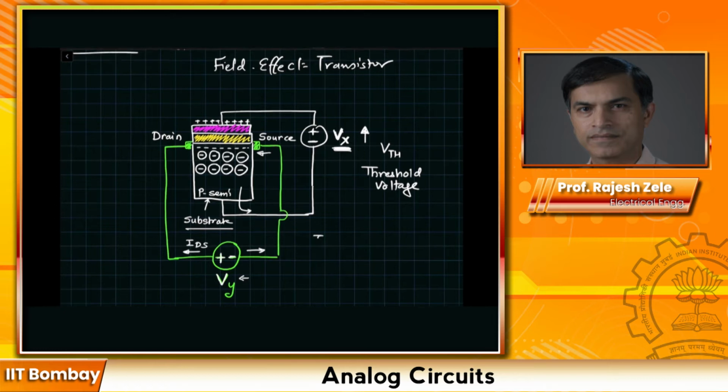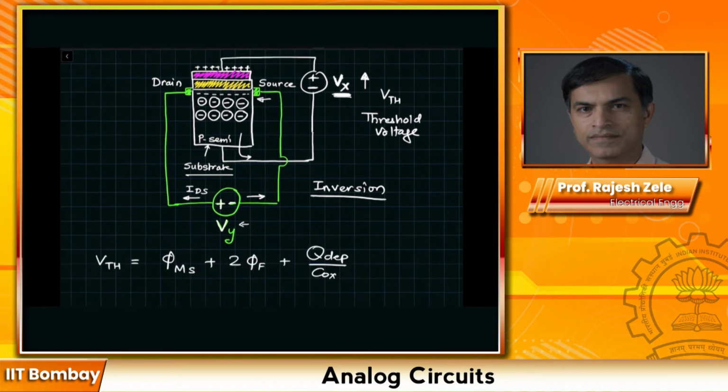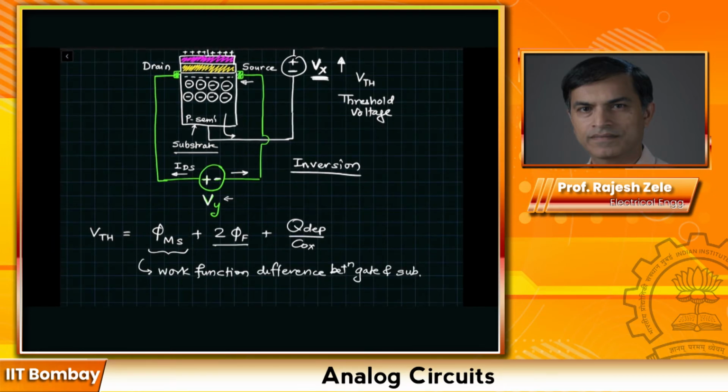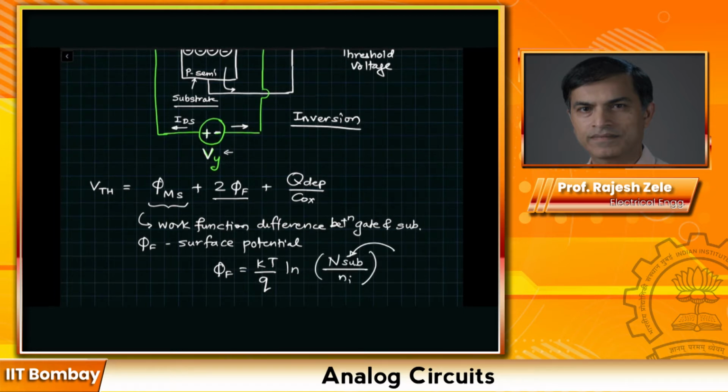Let's talk about the threshold voltage VTH. The threshold voltage VTH is given by this expression. φms is the work function difference between the gate and the substrate, the p-type substrate. φF is the surface potential, and φF is given by this equation, kT over q, which you're familiar with, which is our VT in the bipolar case, times ln of N_sub divided by ni. N_sub is the doping density in the substrate, in this case it would be Na. ni is the carrier density in undoped silicon.